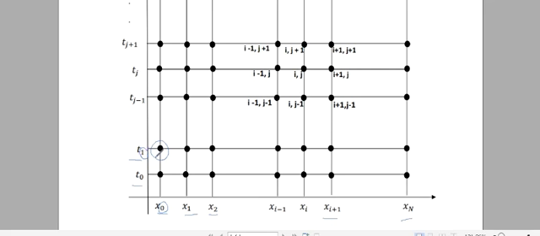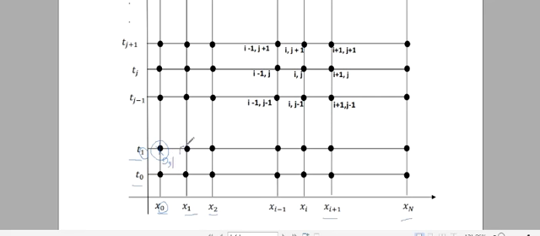And what about the index of this point? Each point has 2 indexes. The first index refers to the index of x, and the second index refers to the index of t. The subscript of x is 0, and the subscript of t is 1. So the index of this point that I'm pointing to is 0 and 1.